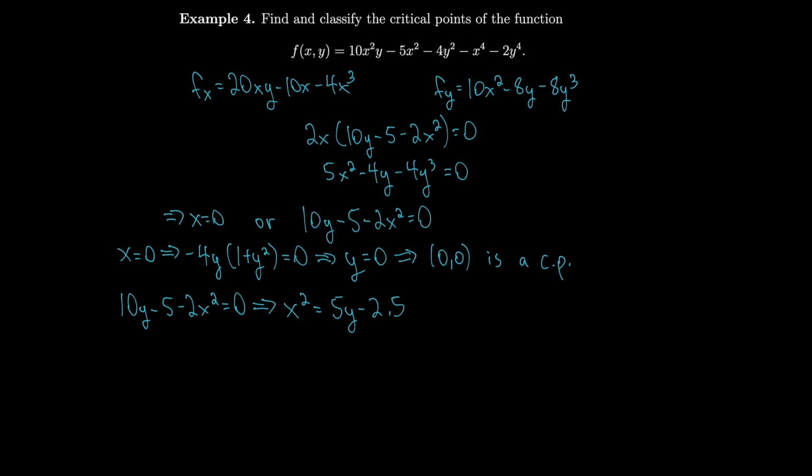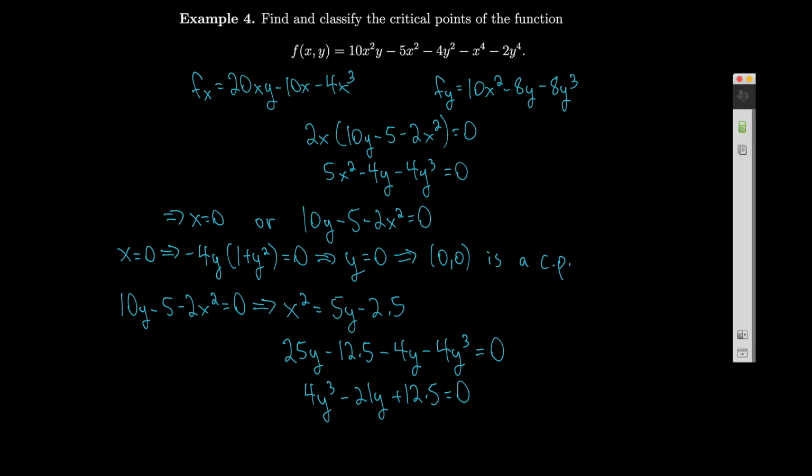And how about we take what we have for x squared and we plug that in for x squared in the second equation now. So we'll replace that x squared with 5y minus 2.5, and we'll simplify, and we get that 25y minus 12.5 minus 4y minus 4y cubed is equal to 0. So that's the same thing as saying 4y cubed minus 21y plus 12.5 is equal to 0. So if you know the cubic formula, you could solve this.